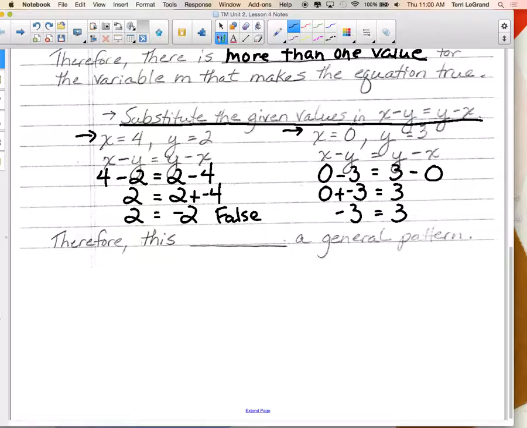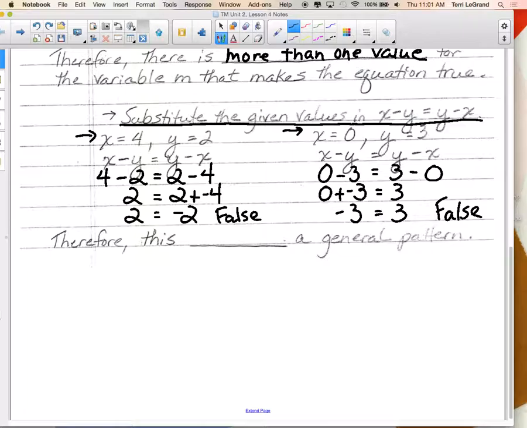Okay? So, tell me, did we end up with a true statement? Is negative 3 equal to 3? No. This is what then? False? Yeah, this is false. Therefore, we found a general pattern: when we add 0 to a variable, we get the variable itself.